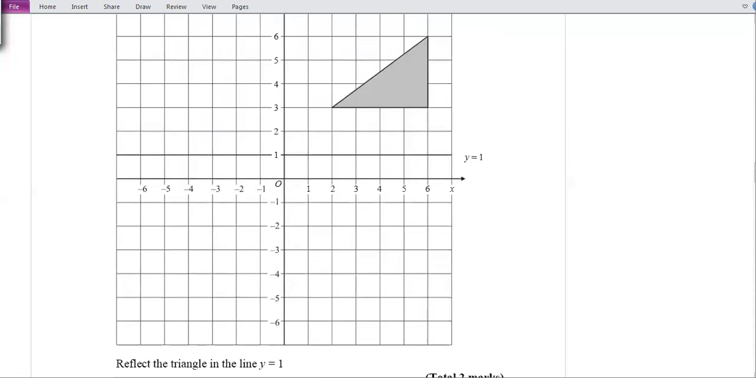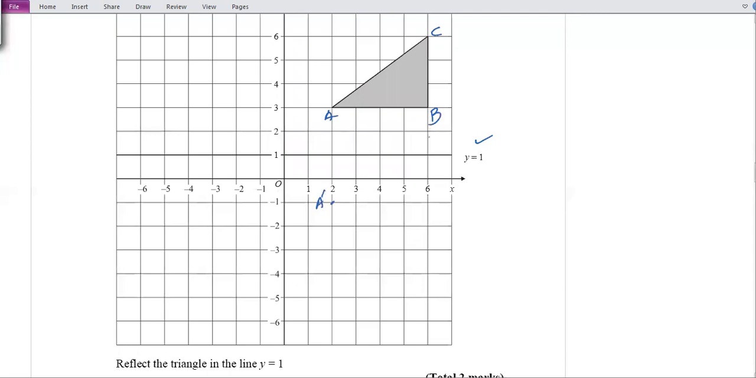In the same way, this time you have to reflect the triangle in the line y equals 1. This is the line y equals 1. So let's perform the reflection. I can name the vertices A, B, C. A is how many steps from this line? 1, 2 steps. So 1, 2 steps on that side. This is A dash.